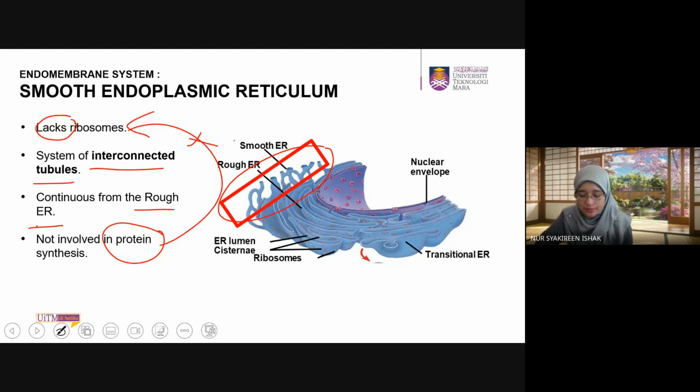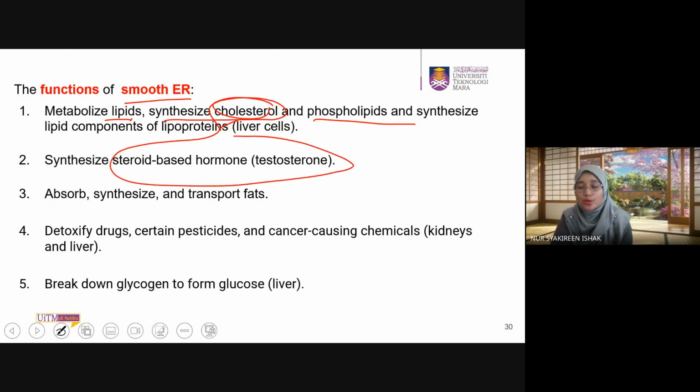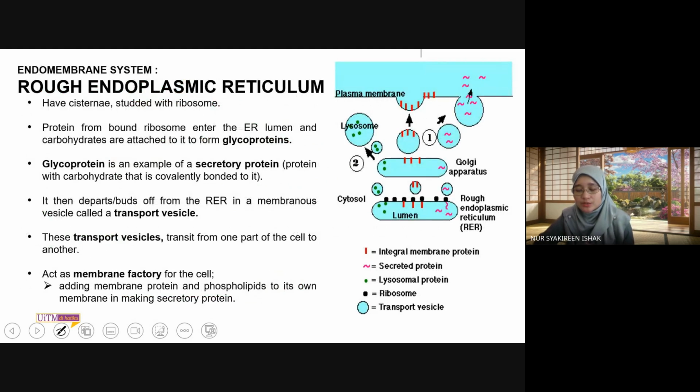Next, we are going to look at the function of the smooth ER. As you can see from the list, it is mostly involved in the metabolism and synthesis of lipids. It synthesizes cholesterol, which is also a lipid, and also synthesizes phospholipid. Because it synthesizes cholesterol, it is also involved in the synthesis of steroid hormones such as testosterone. It is also involved in the absorption, synthesis, and transport of fats, detoxification of toxins, and breakdown of glycogen to form glucose in the liver. In the liver there are many smooth ER to break down glycogen. So that is the smooth ER.